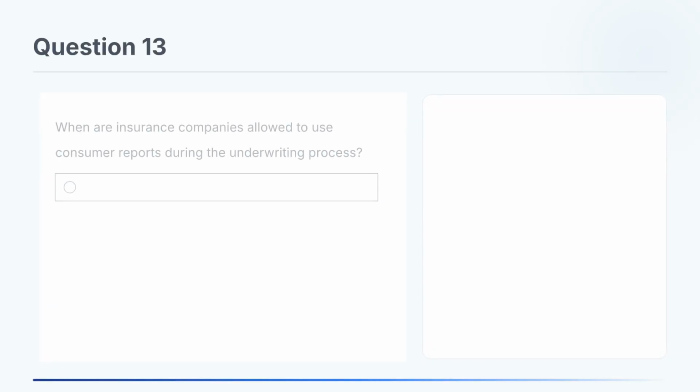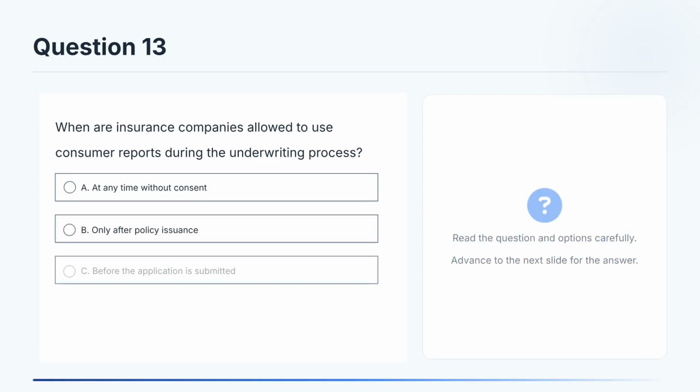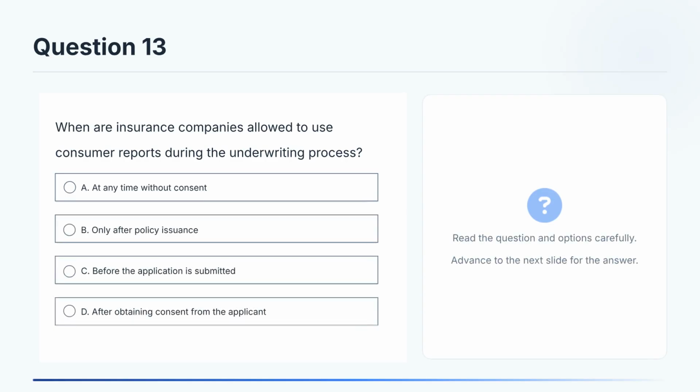Here is question 13. When are insurance companies allowed to use consumer reports during the underwriting process? A. At any time without consent. B. Only after policy issuance. C. Before the application is submitted. D. After obtaining consent from the applicant.